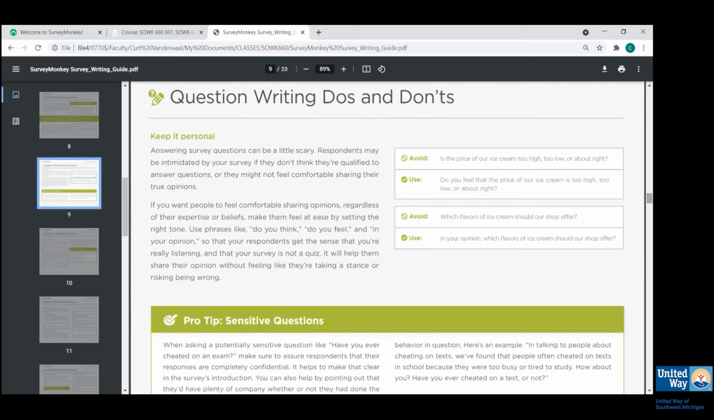Question writing do's and don'ts, keep it personal. So the idea is that if you ask people their personal opinion, they're more likely to feel comfortable sharing it than if they think that they're going to be judged or thought of as, oh, I'm not really qualified to answer this question. So you ask questions in the form of, do you feel, or what do you think about, in your opinion, those kinds of things.